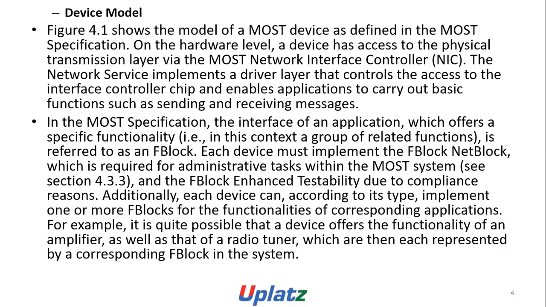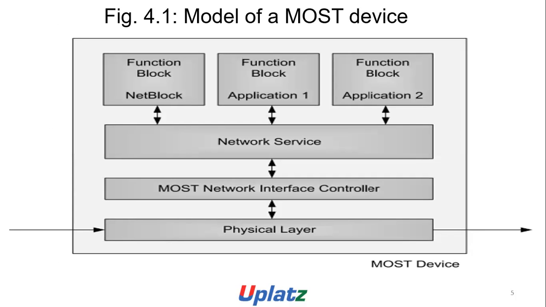For example, it is quite possible that a device offers the functionality of an amplifier as well as that of a radio tuner, which are then each represented by a corresponding FBlock in the system. The model of a MOST device consists of a physical layer with input and output, MOST network interface controller, network services, function block NetBlock, function block application 1, function block application 2.